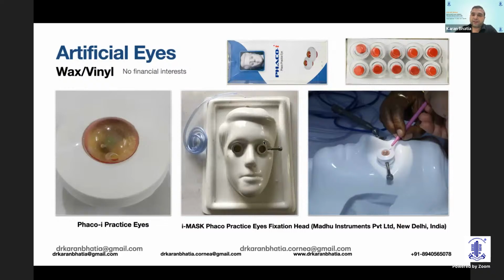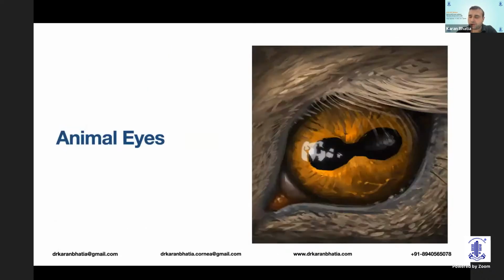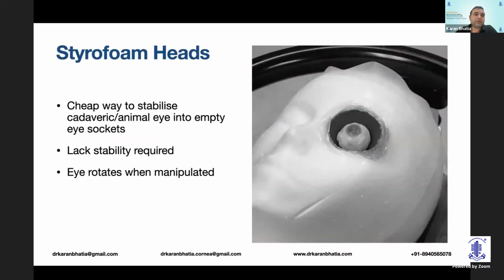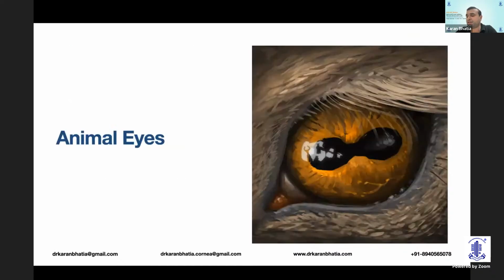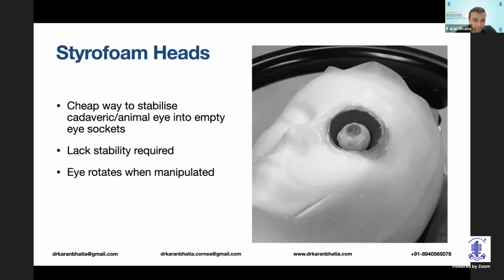And this is where you fix this thing. This eye mask, phaco practice eyes, has been used extensively in all SSTC workshops of the AIOS as well. It allows you a good control as well. Coming to the animal eyes, you can use various animals' eyes, such as the goat eyes, which are readily available in India. Outside India, pig eyes are also available, so you can use whatever is available.